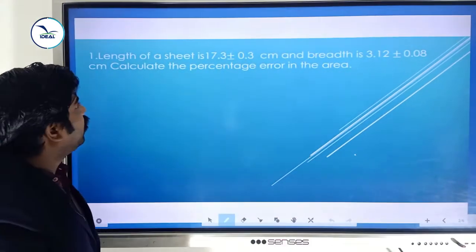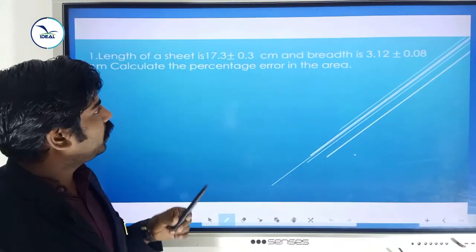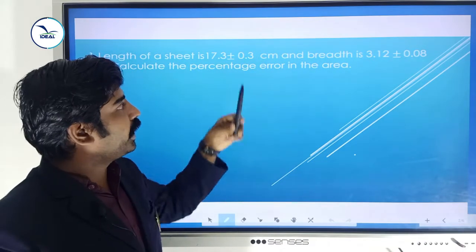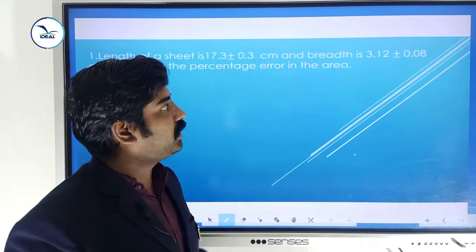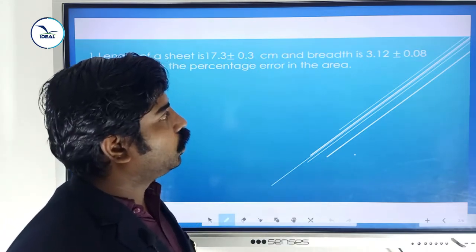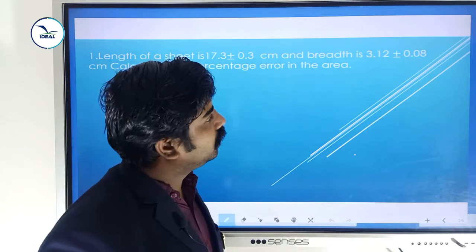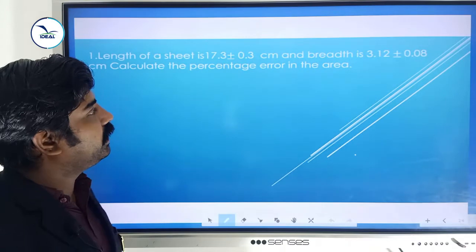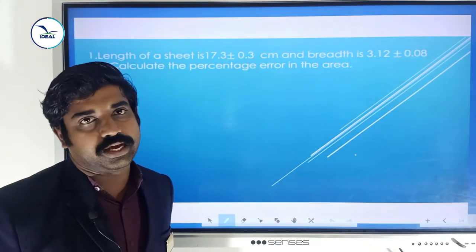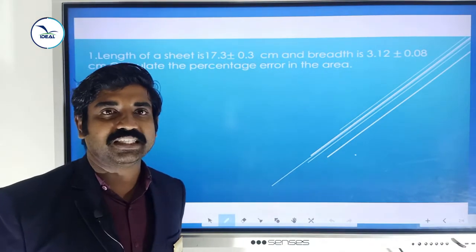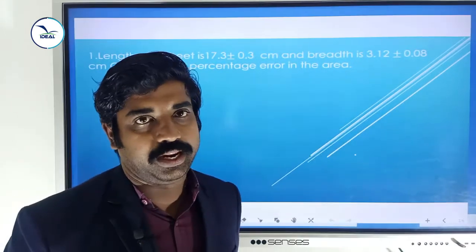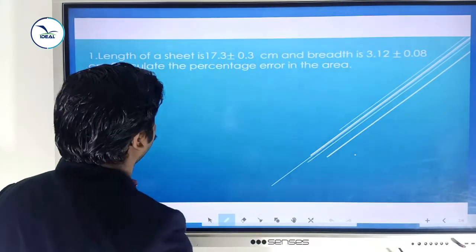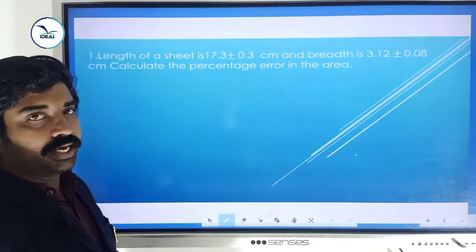First problem: the length of a sheet is 17.3 plus or minus 0.3 centimeter and the breadth is 3.12 plus or minus 0.08 centimeter. Calculate the percentage error in its area. We want to calculate the percentage error in its area. How can we calculate it? First we want to know the equation for area.